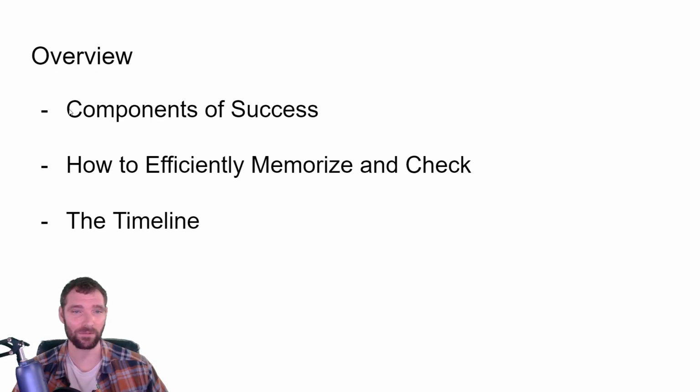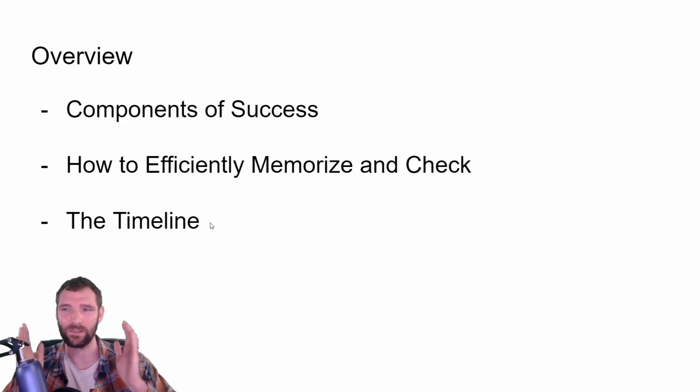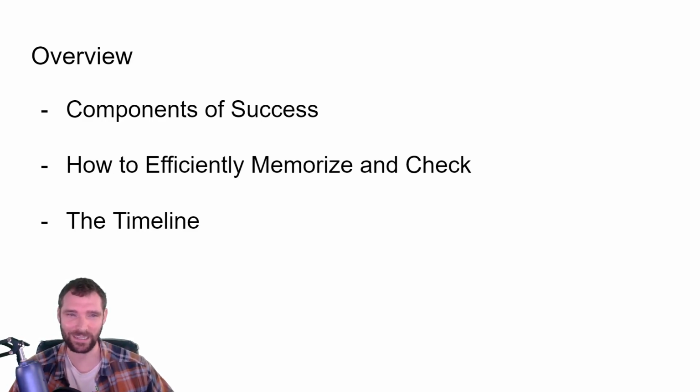So we're going to talk about what I call the components of success, just like all the various things that you need to do, how to efficiently memorize and check that, and then also the timeline of like a year, 3 months, 1 month, and a week out from the AP test, so you know what you should be doing at those different times. Okay? All right, let's dive into it.